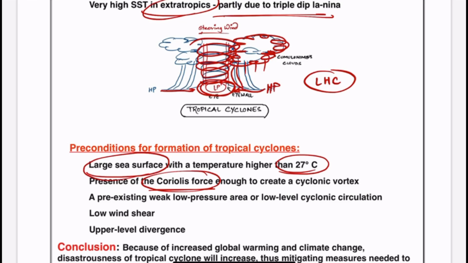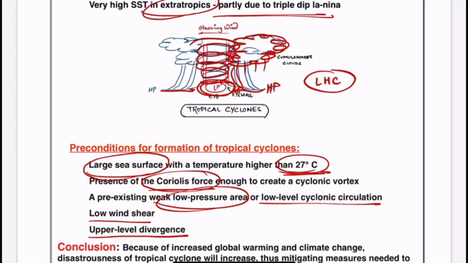So the pre-existing weak low pressure area is being created because of the warmer condition, that is 27 degrees Celsius or more. Apart from this, there is requirement of two additional factors, that is low wind shear and upper level divergence. Now, if we talk about the low wind shear, then low wind shear is there in northern hemisphere, whereas comparatively the vertical wind shear is high in southern hemisphere. That's why the number of cyclones in northern hemisphere is more as compared to the southern hemisphere.